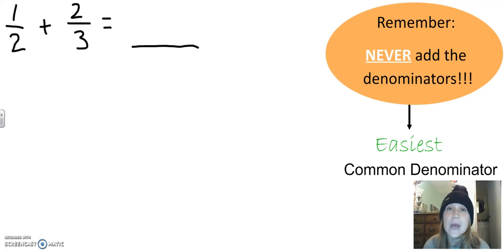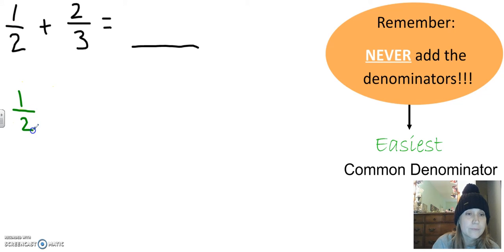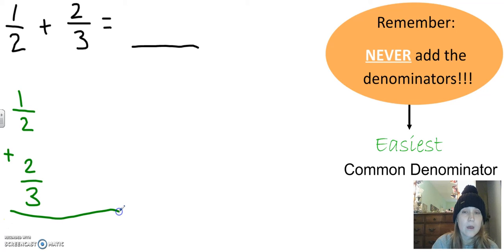The first thing I'm going to do is rewrite the problem vertically, because that's going to help me when I change my fractions to an equivalent fraction with a common denominator. So I'm going to rewrite 1/2 and 2/3. All right. So right now when I look at these fractions, I see that their denominators are not the same, so I cannot add them.